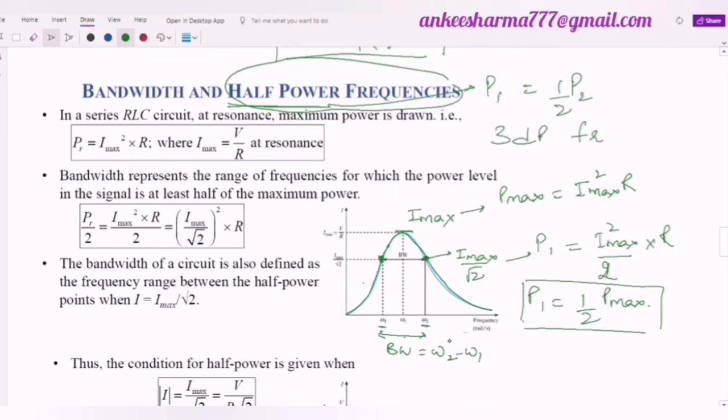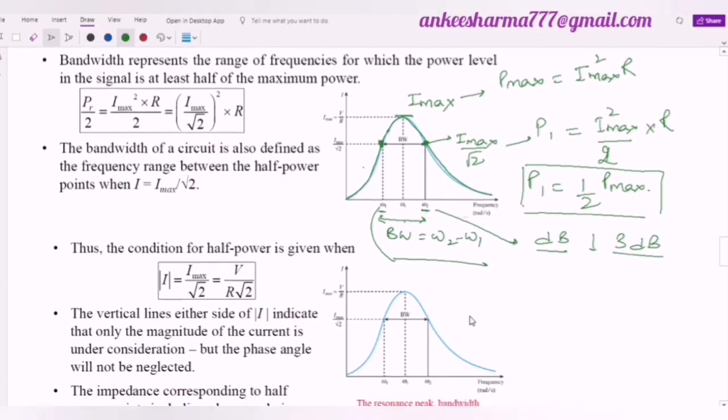What is this 3 dB frequency? This omega 1 and omega 2 are called the 3 dB frequencies, because if I consider this power in dB, then I will find that there will be a drop of 3 dB at these 2 points, that is at omega 1 and omega 2. That's why these 2 points are called the 3 dB frequencies.